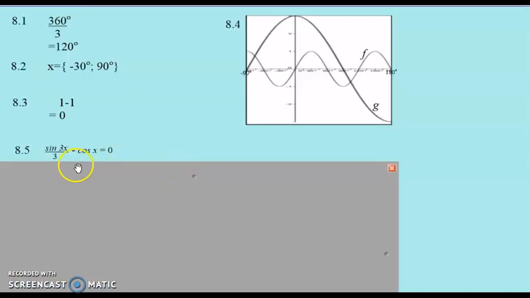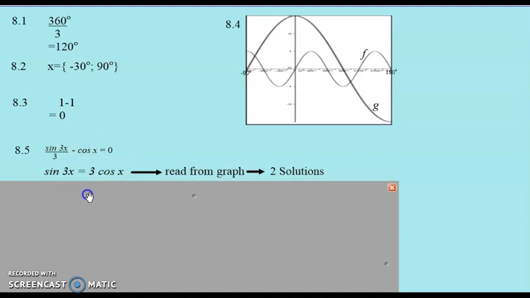So my first port of call is add cos of x on this side, add cos of x on this side, multiply by 3 here, multiply by 3 here, and I see I get the graph of sine 3x is equal to 3 cos of x. Now I see where this graph is equal to that graph. Now I read it from the graph. I see, oh, they are equal over there and they are equal over there.